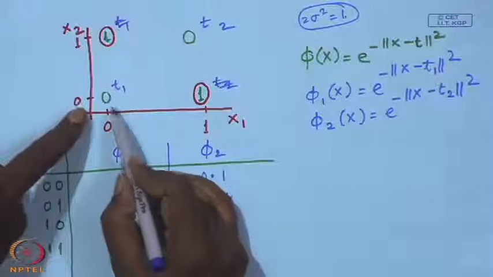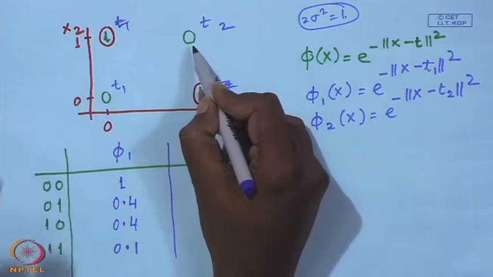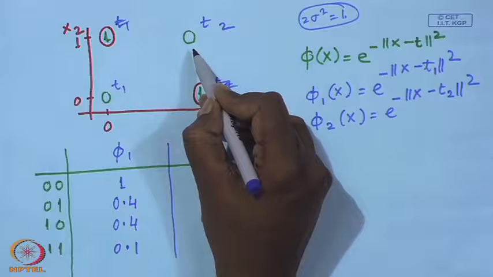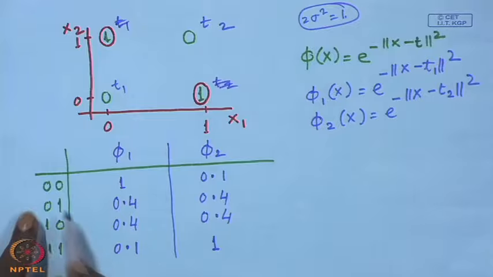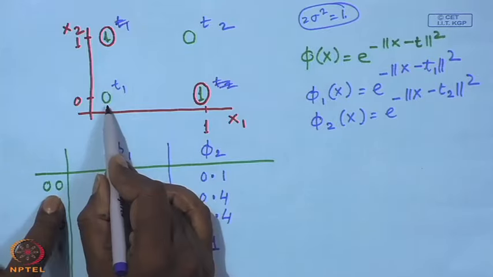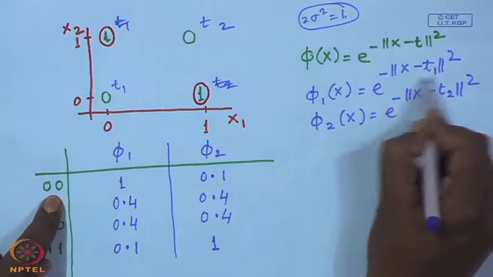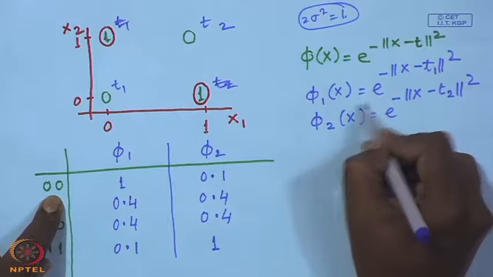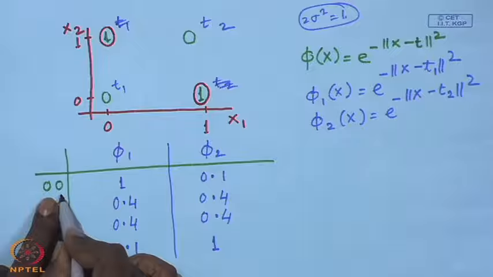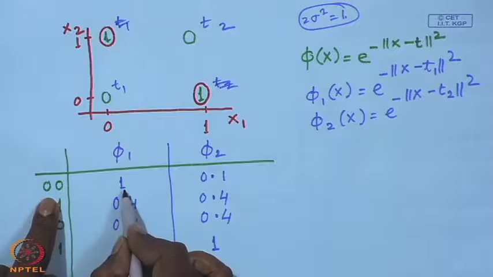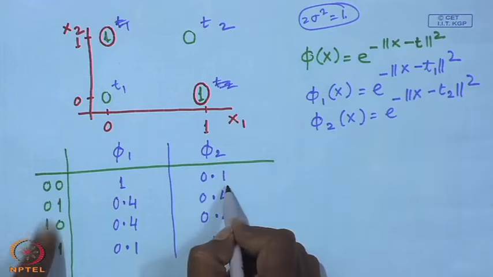So, what I have used is this 0 0 has been used as one of the receptors of the radial basis function and 1 1 has been used as another receptor of the second radial basis function. So, obviously, 0 0 coincides with my receptor T 1. So, I have the situation that x minus T 1 square will be equal to 0. So, this is e to the power 0 which is equal to 1. So, phi 1 of x, which is 0 0, is equal to 1. Similarly, if I compute phi 2 of x that will be equal to 0.1.